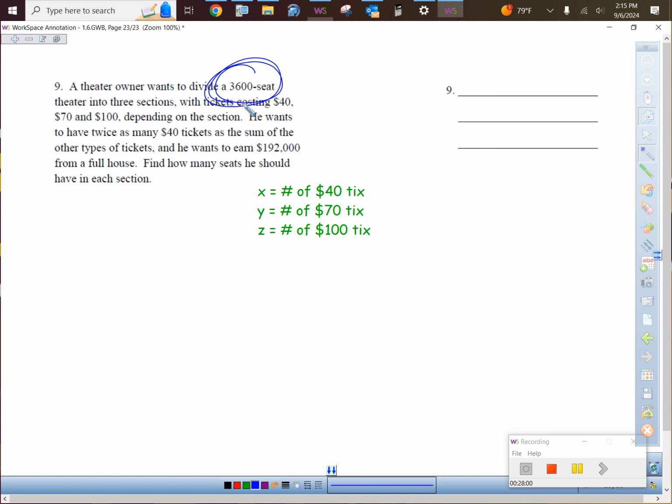What is this 3,600 all about? Total number of seats. So shouldn't the number of $40 ticket seats, plus the number of $70 ticket seats, plus the number of $100 ticket seats add up to be 3,600? So that is x plus y plus z equals 3,600. X is all of your $40 seats, Z is all of your $70 seats, and so on.